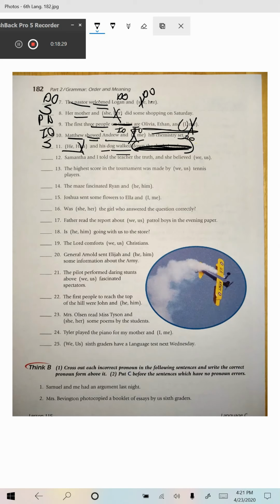Samantha and I told the teacher the truth, and she believed we or us. You can almost hear it. Okay, so this is like 2 sentences. Here's one sentence. Here's the second sentence. So we don't have to think about this part. We just have to look at here. She believed us. She is the subject. Believed is the verb. And who did she believe? Us, direct object. We and us are the direct object. Action verb. So we want to use objective case, which is us.